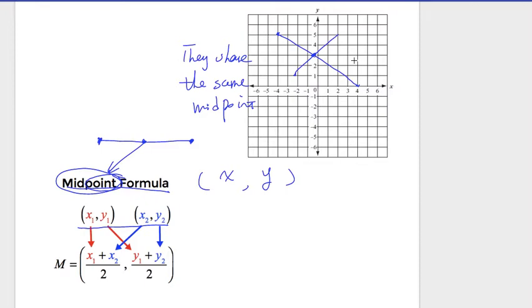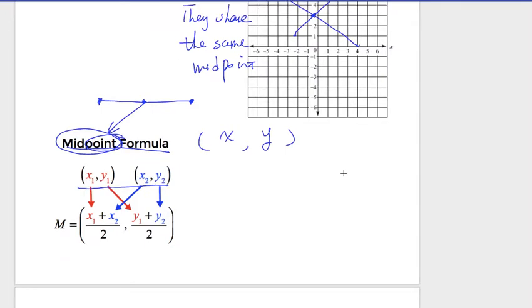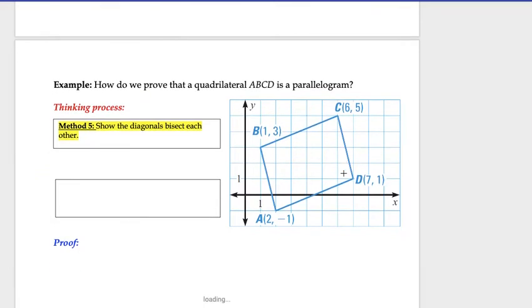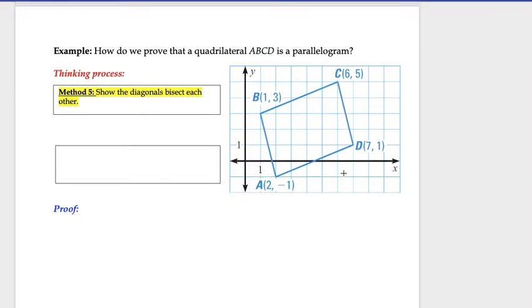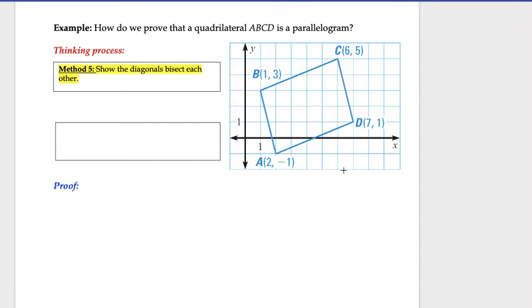So let's do a real example to improve our understanding. Now I have a quadrilateral ABCD drawn on the graph. We need to prove whether this is a parallelogram or not. The method we decided on is to show the diagonals bisect each other, and we mentioned that in order to do that, we are going to use the midpoint.